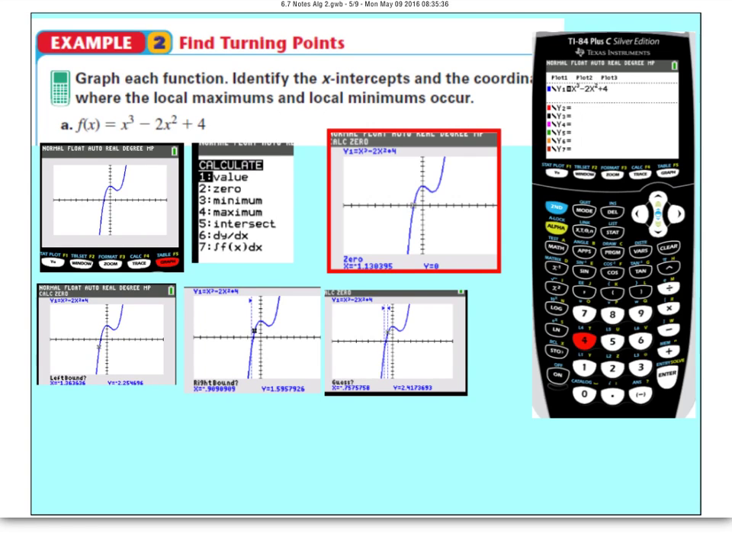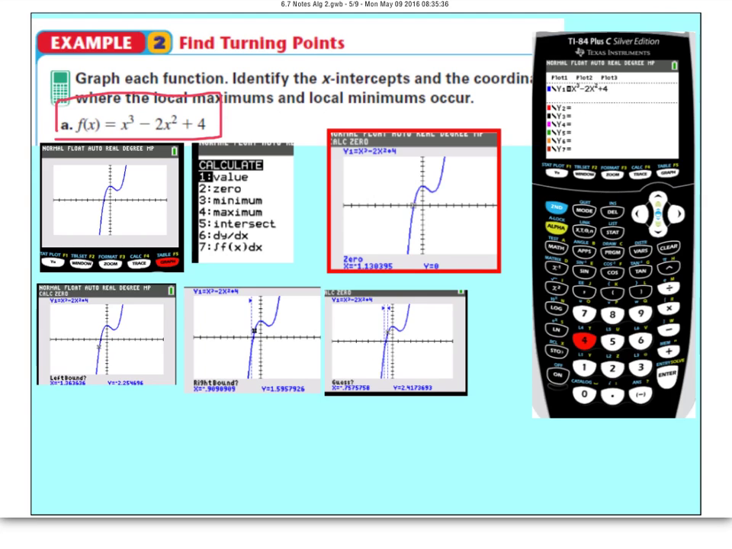I want to do learning objective 6.7a, which says identify the zeros of a function using a calculator. So you're going to need a graphing calculator for this exercise, and we're going to start with this particular slide, so you may need to find it in the notes. What we want to do is type in this function into the graphing calculator.